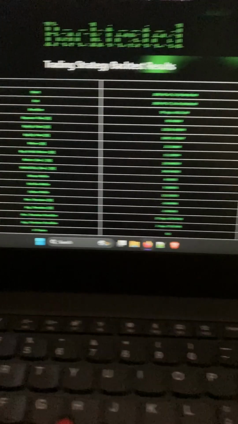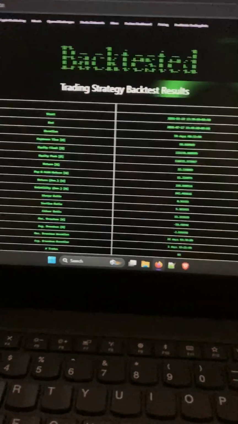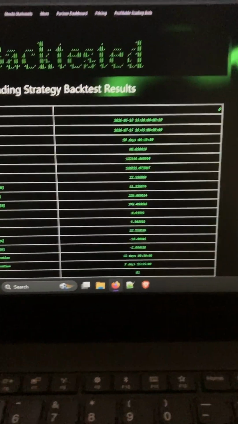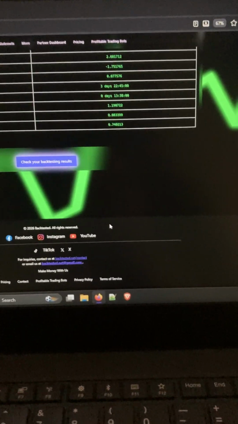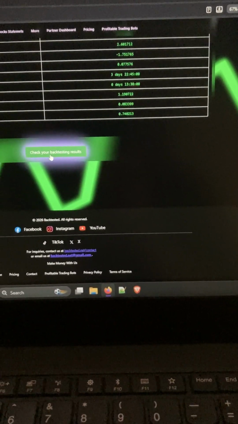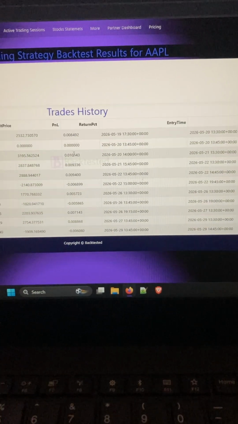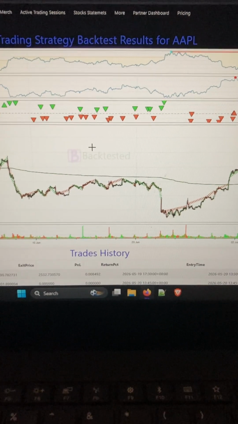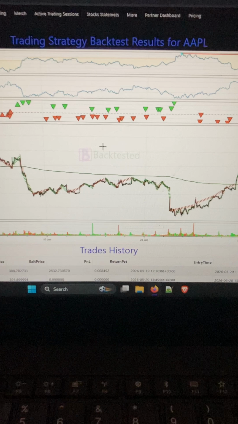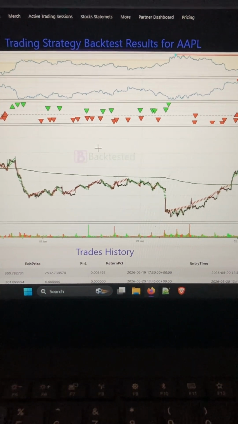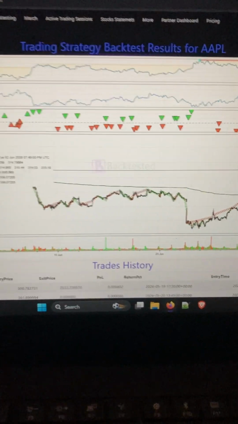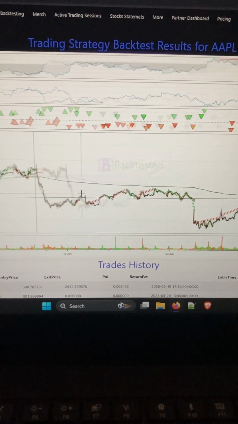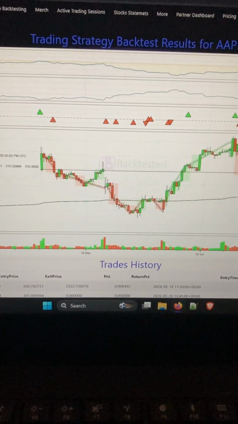Hello traders, I'm about to backtest a VWAP trading strategy on Apple stock, and the idea of the strategy is buying when the price is above the VWAP, selling when the price is below the VWAP, and setting a take profit that is 3 times the ATR value and a stop loss that is 2 times the ATR value.